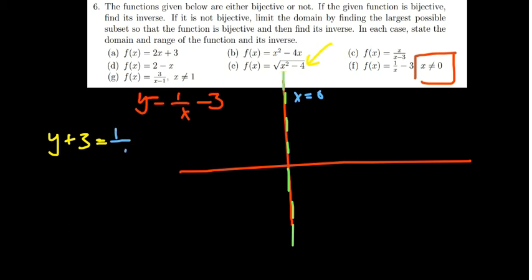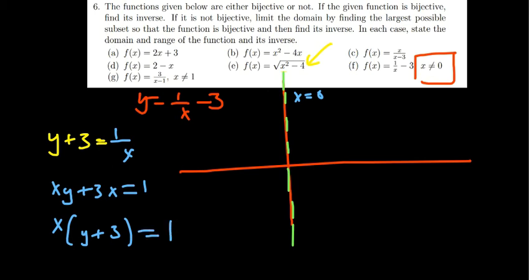So 1 over x, cross and multiply, we have xy, plus 3x is equal to 1. Our goal is to make x a subject. We factorize our x, we have y plus 3, so x is equal to 1 over y plus 3. The value of y that can make the denominator equal to 0 is obviously going to be negative 3. So negative 3 becomes our horizontal asymptote.